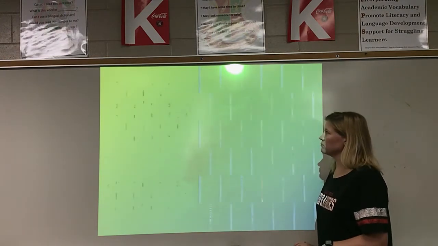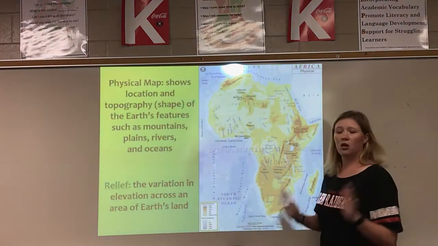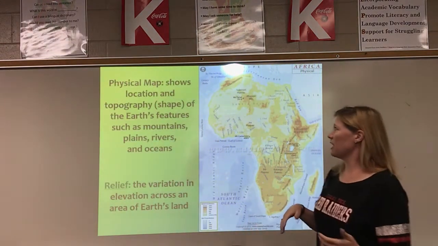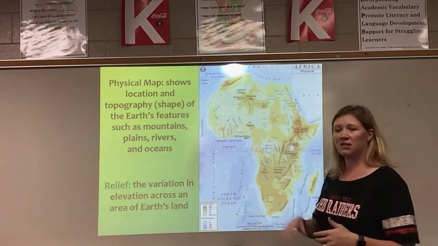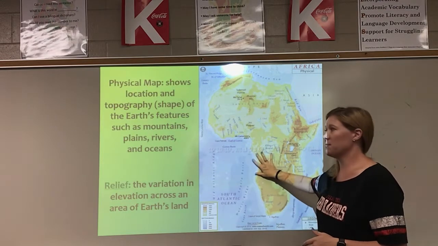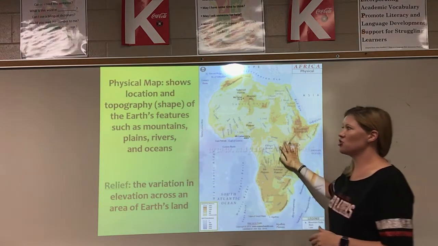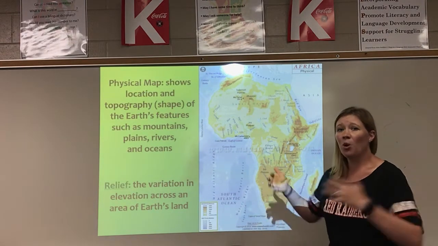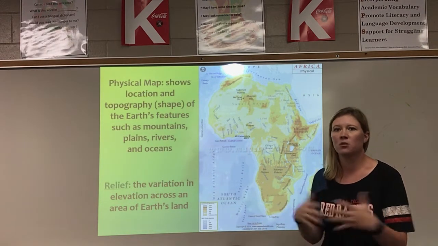Okay, physical. Physical, I think y'all got. It's to look at the physical features. You want to see a map of mountains, you want to see a map of where the rivers are, the physical features. That's what this map is for. This map is not to show you where the countries are, although it might have countries, but the point of the map, what is the purpose? What's the point of it?